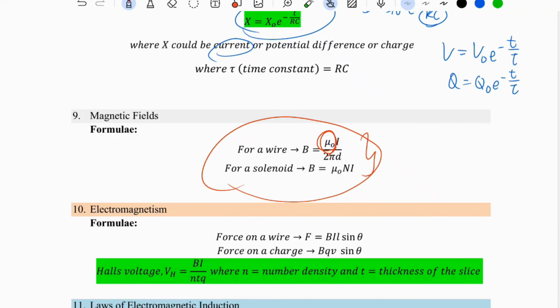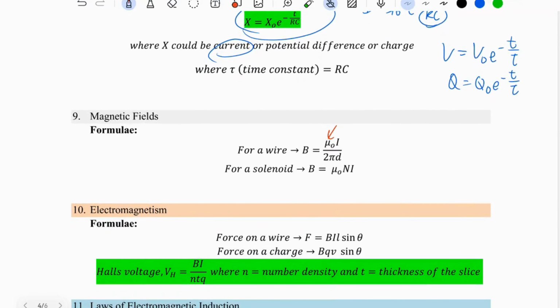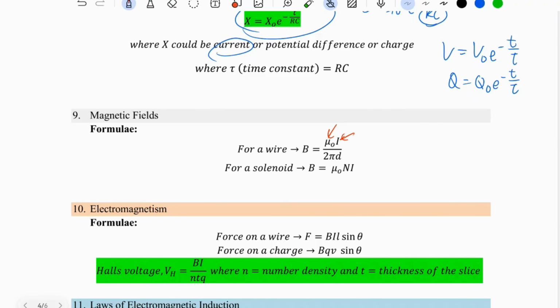But even when I was studying, I rarely used this formula. Almost never, probably once. Very rare that you use this. But I'll just tell you so you know, this is the permeability of space for the magnetic field. This is current, this is 2 pi as usual, and this is distance. So basically you have a wire, and this is the distance between the two wires.